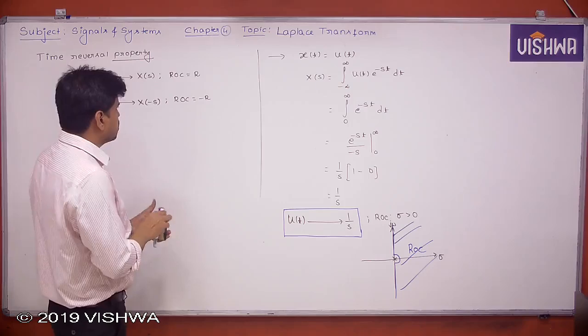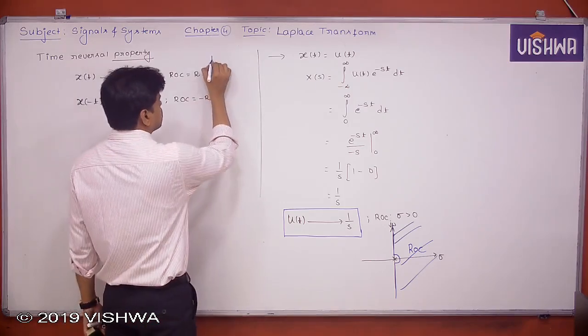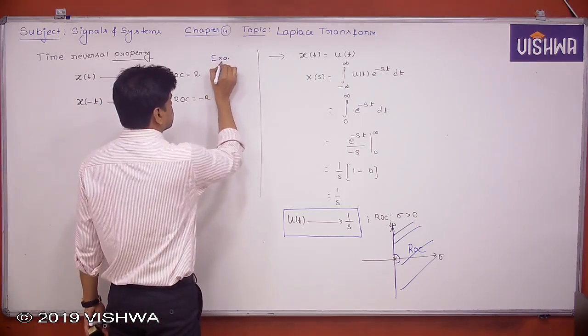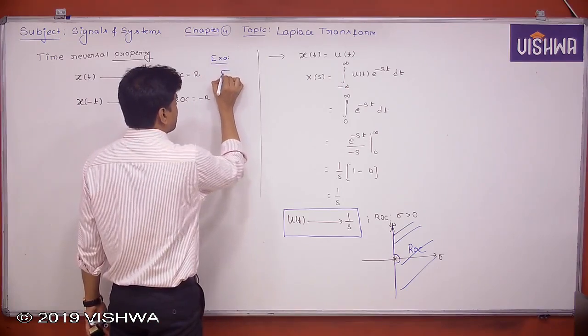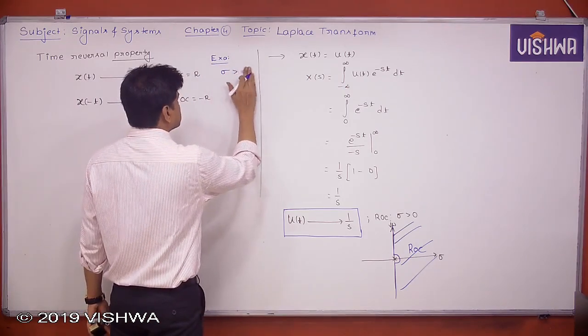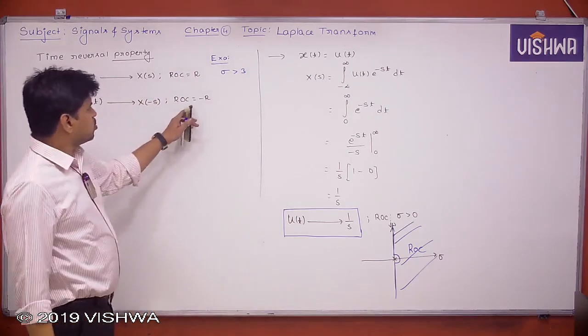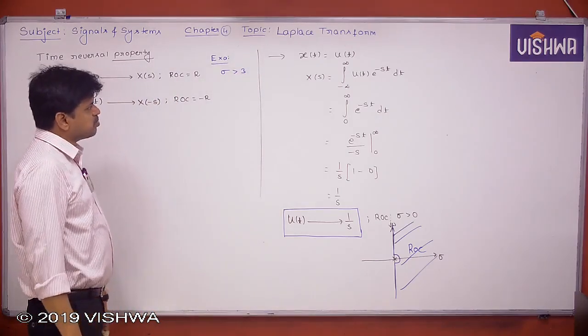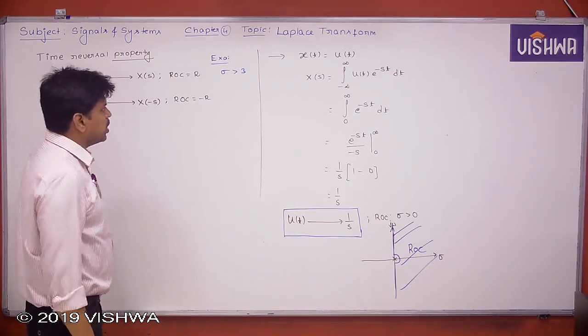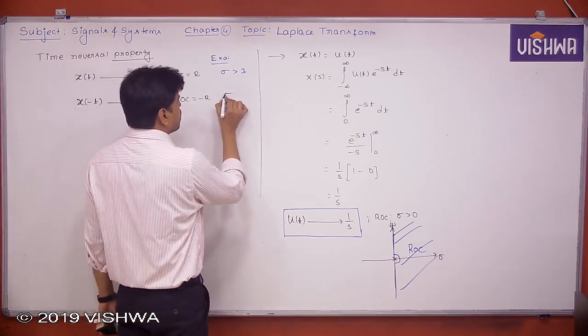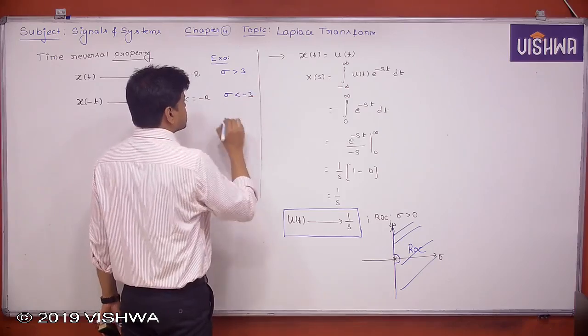Suppose, for example, x of t has ROC sigma greater than 3. Then what is the ROC of x of minus t? Is it sigma greater than minus 3? No. It is sigma less than minus 3. So this is the one.